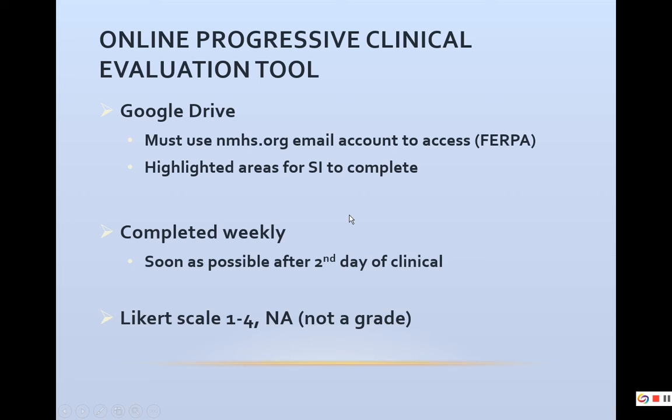Now, we use an online progressive clinical evaluation tool, and it is on Google Drive. So it's completed every week and as soon as possible after the second day of the clinical. And it's used as a Likert scale, 1 to 4. So 1 is unacceptable, 2 is needs improvement, 3 is satisfactory, and 4 is very satisfactory.